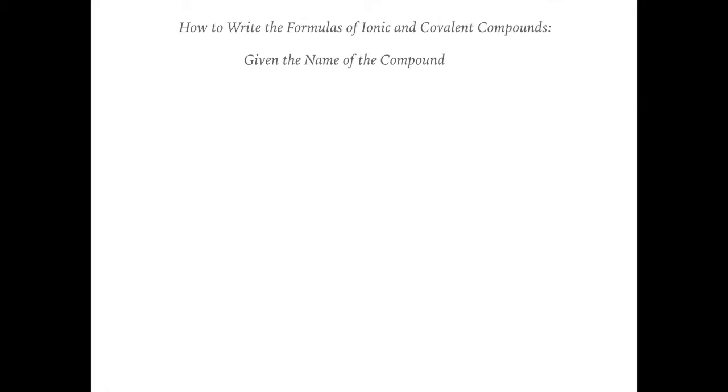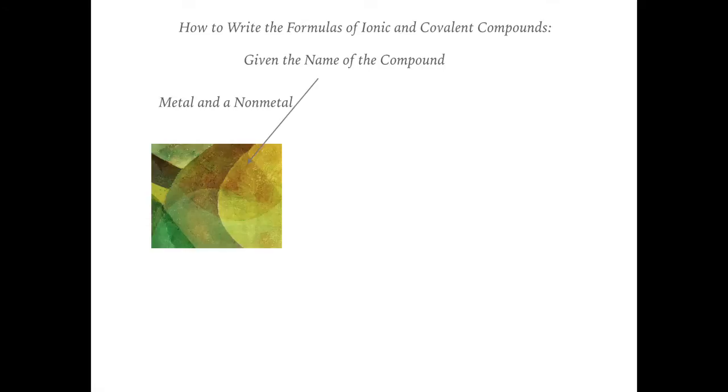Now there's a lot of information that's been given to you, so let's distinguish between ionic and covalent compounds and how to write their formulas. So if I'm given the name of the compound, this part's going to be review. If I have a metal and a nonmetal, this is ionic. To write the formula, what I have to do is cross my charges. So for example, if I'm given manganese(III) oxide, I know the charge of manganese is 3 plus, I know the charge of oxygen is 2 minus, so I'm going to cross my charges and that becomes Mn2O3.